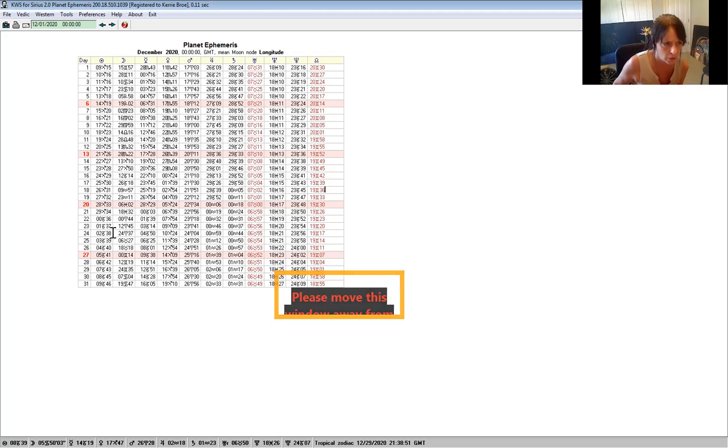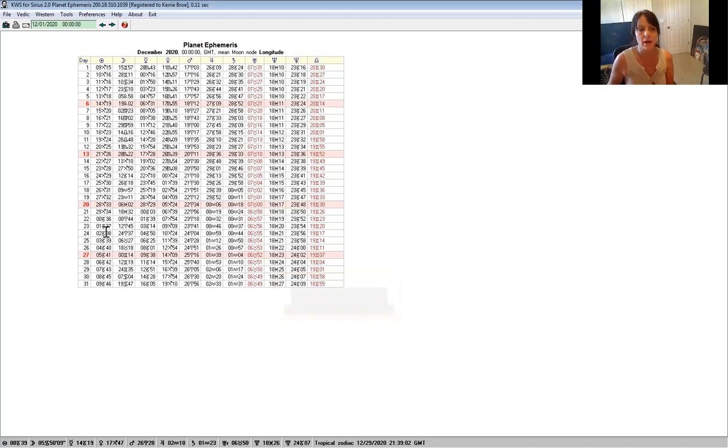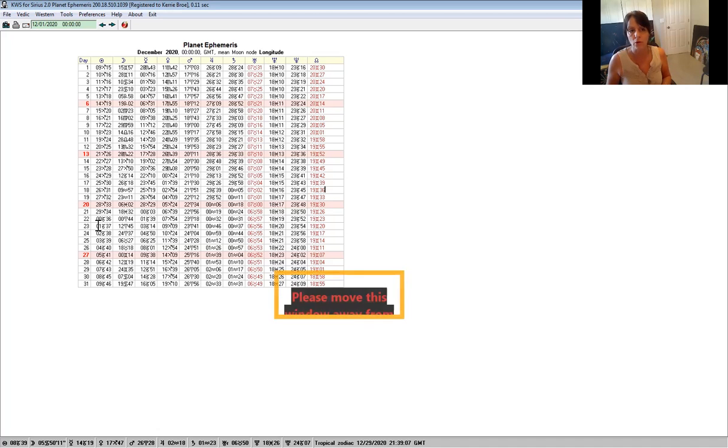We see that here on the 22nd, or late on the 21st, it changed sign, because you'll see now it says 0 degrees Capricorn. So it moved sign, probably late on the 21st, because this is for midnight at Greenwich Mean Time. So 12 hours later at noon, it would have been a little bit different. We'll just keep that in mind.